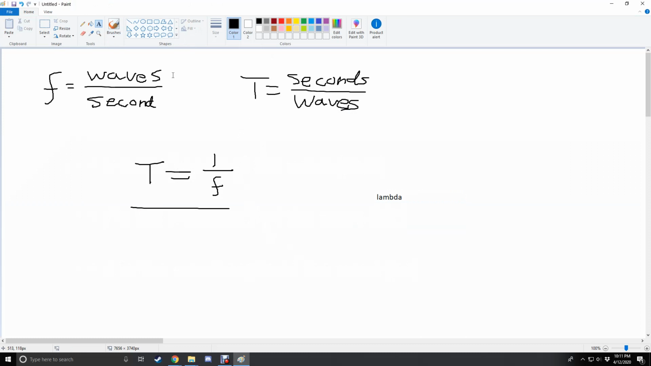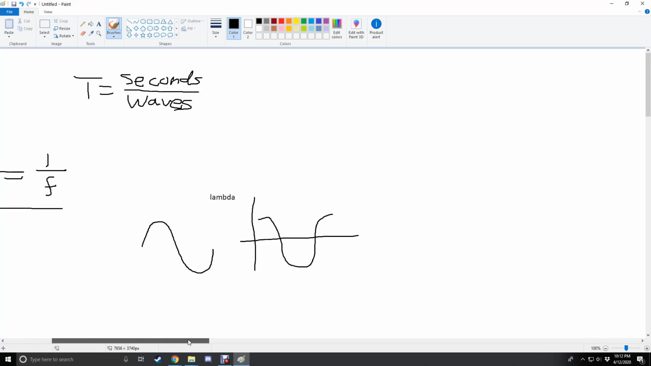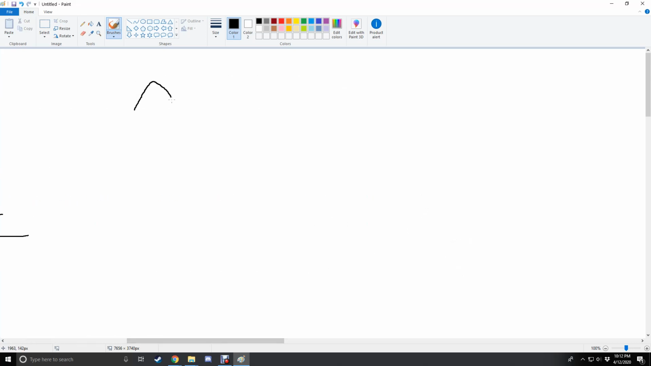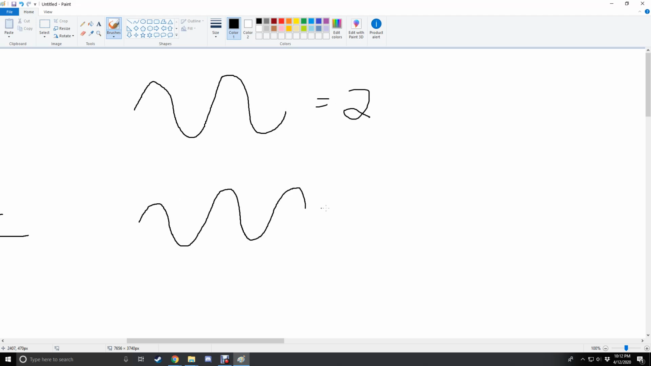So one full wave looks like this. That is one full wave, one sine curve. Or, though you probably wouldn't see it like this, one cosine curve is also one wave. So this is one wave. This would be two waves. This would be 2.5 waves, and so on and so on.